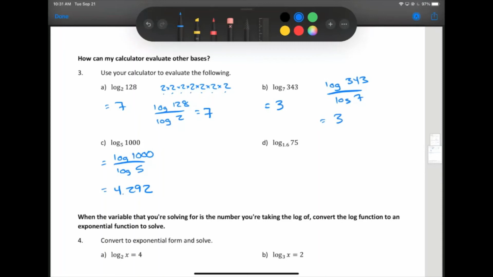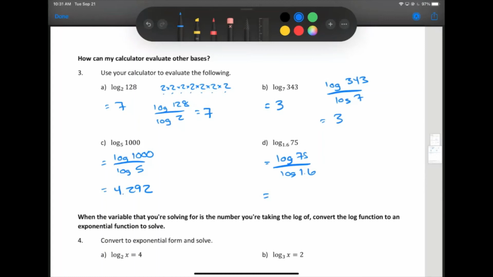Now for part D, the log with a base of 1.6 of 75, even estimating this one's going to be nasty because 1.6 is not something I want to try squaring and cubing and fourth powering and fifth powering in my head. So I'm going to skip that completely and go straight to log of 75 over log of 1.6. And the fact that it's a decimal doesn't hurt or change anything. The calculator does just fine on it.